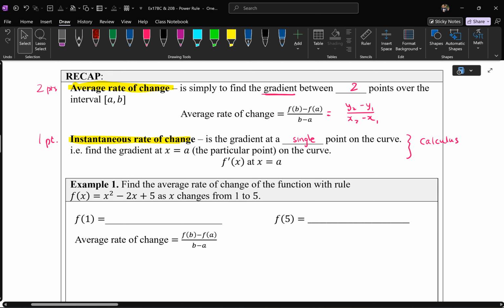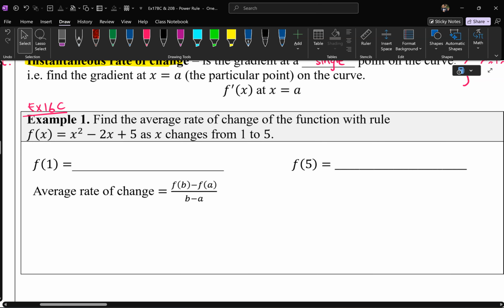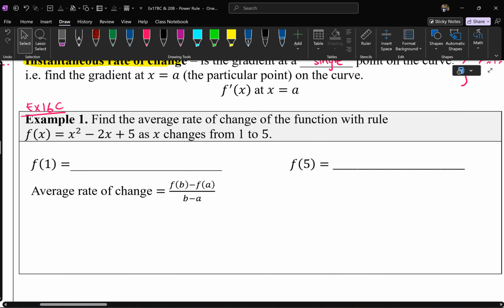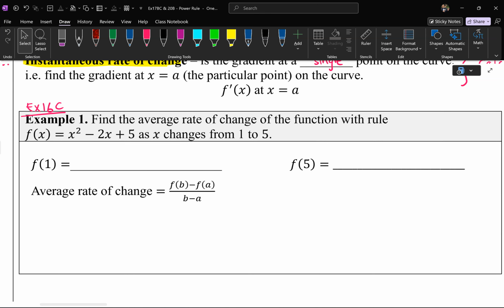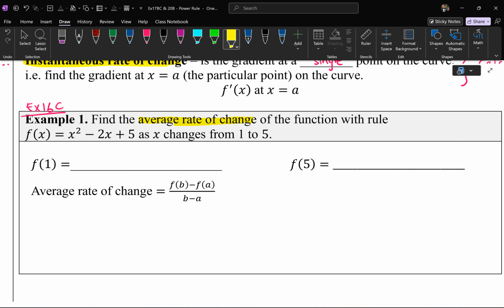So exercise 16C, I'm just going to write here to mark it to help you. This is an example of an exercise you need to know. You don't have to do all of them, just get the sense of what you're doing because you've done most of this in year 9 already. It's just new wording, yeah? Let's have a look at this. So you can get a question like this, even in year 12. It'll be a simple question on a multiple choice section. They'll say, find the average rate of change. So when you see that, just think gradient. They're saying, find the gradient of this rule as x changes from 1 to 5.